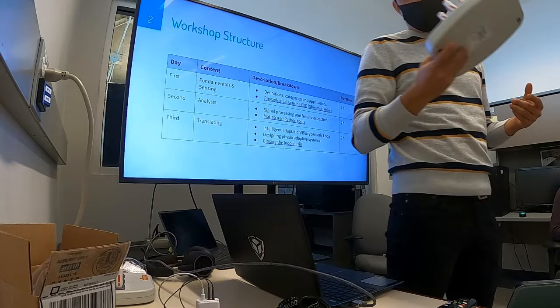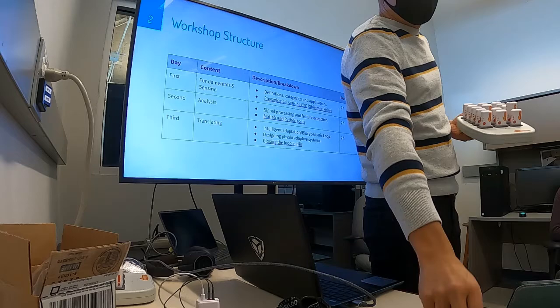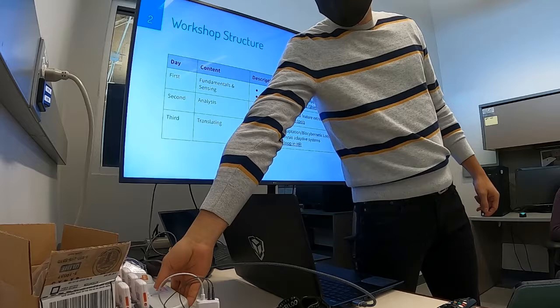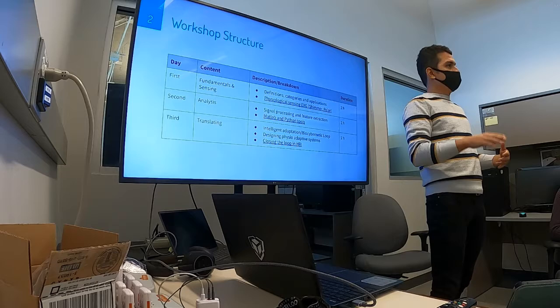With the Shimmer, we will see IMUs and electrodermal activity, and we will play with the Polar for the ECG and heart rate variability. We have installed some of the software, including some licenses for work and also proprietary software. We will try to play with the software and I will show you how it works.